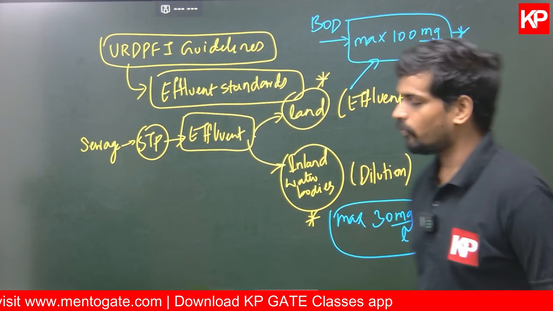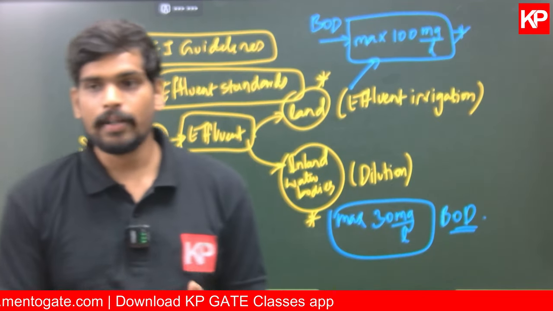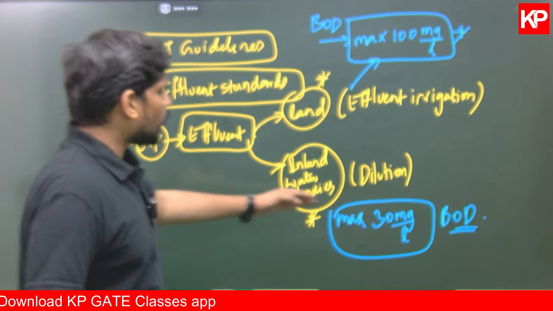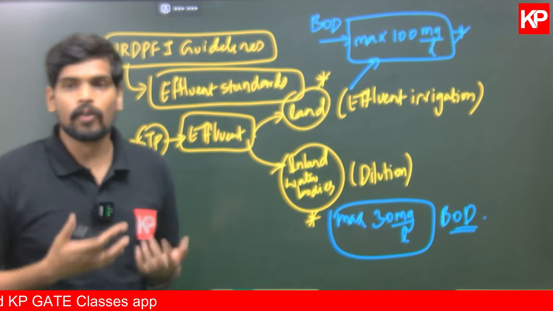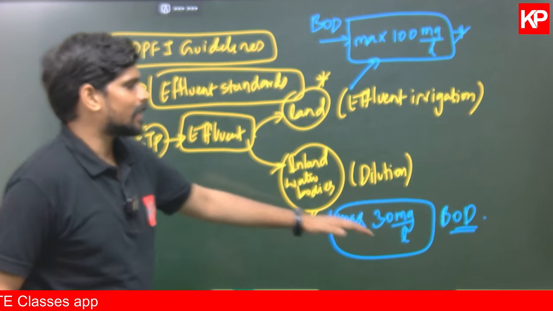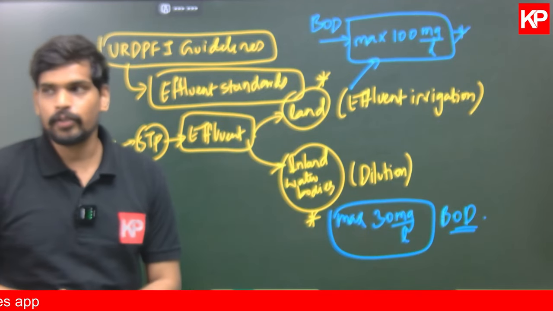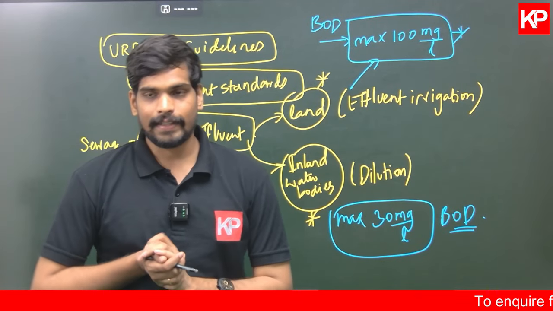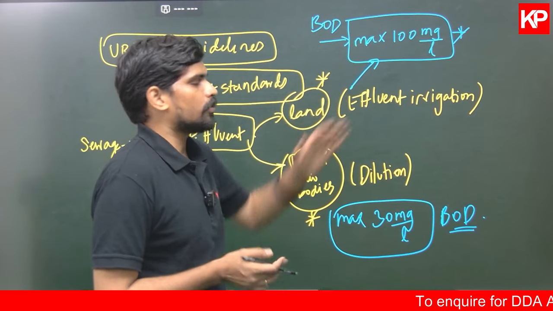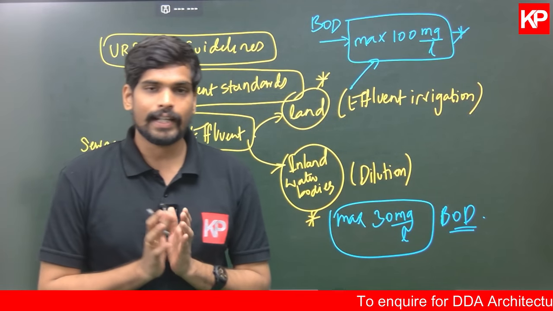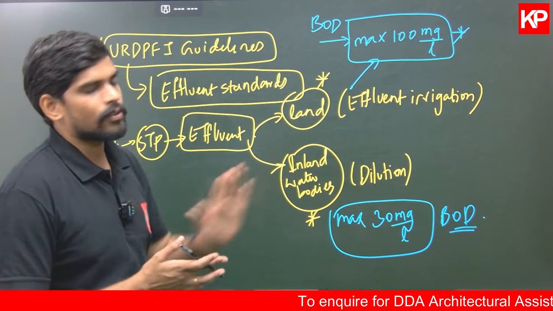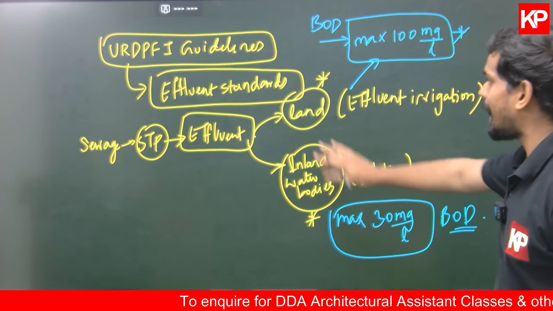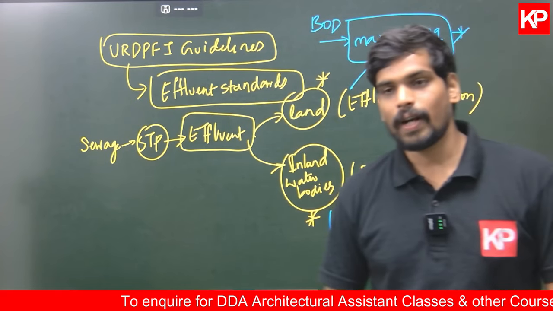Before you release the effluent into the environment, you check the BOD, because BOD is a measure of the level of organic pollution. If the BOD is more than 30, you need to keep working on the treatment process till you achieve the standard. Only then can you do the dilution into the inland water bodies. Similarly, you also need to check it before discharging it into the land. If it is more than 100, you cannot do effluent irrigation. You have to further treat it, and only then can you irrigate the land. That's how the BOD standards are with respect to the URDPFI guidelines.